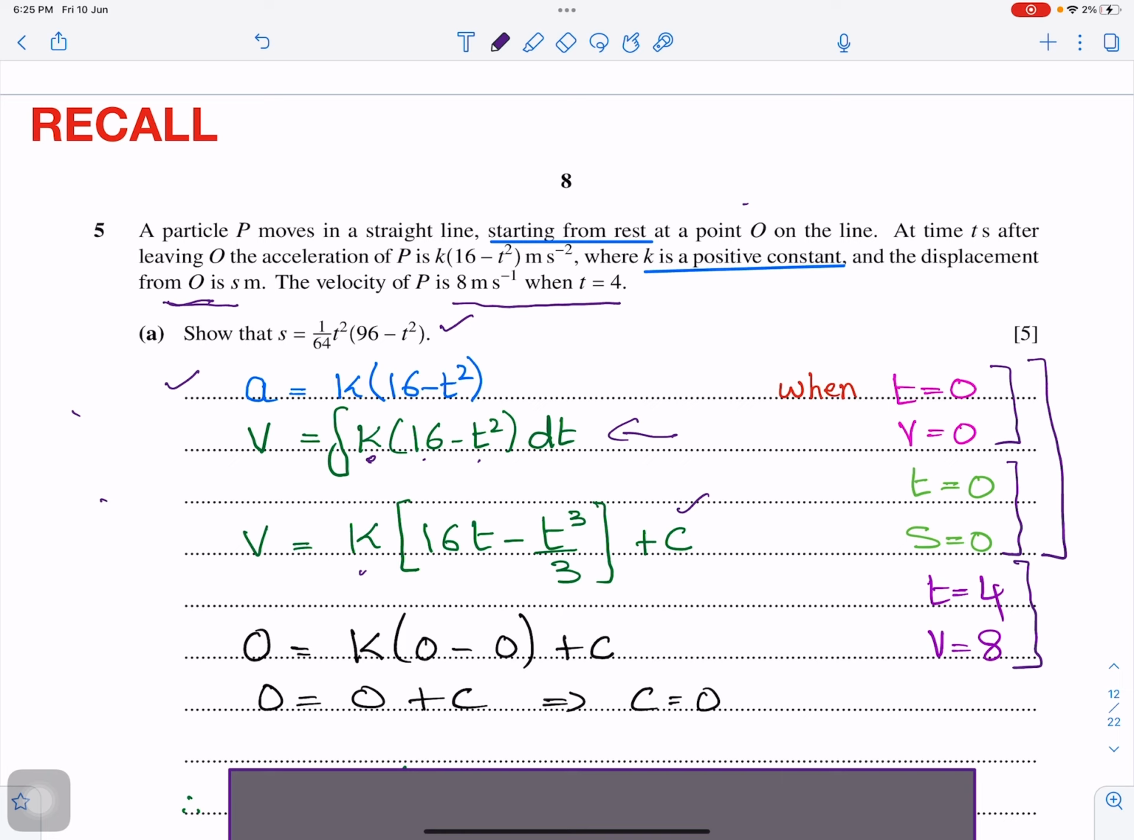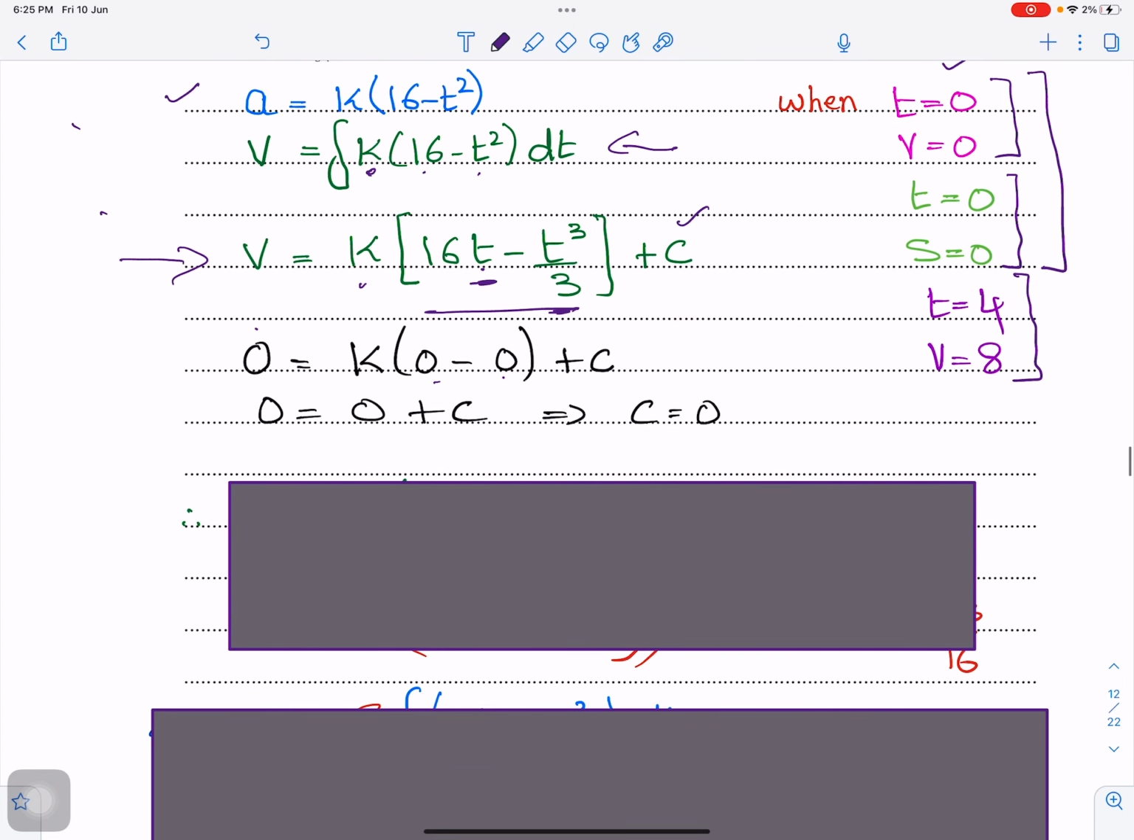Okay, so to find the value of the unknown, I am substituting the information given here in place of v and t. So when v is 0, t is 0, so this whole thing will become 0 minus 0, so c will be 0. So the equation of velocity will be this without c, because c is 0. Now we will integrate it one more time because we have to find the displacement equation, right?